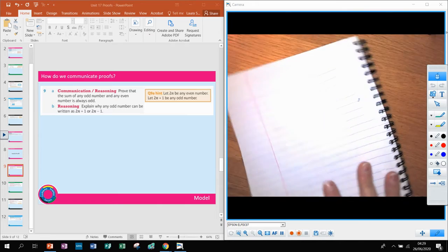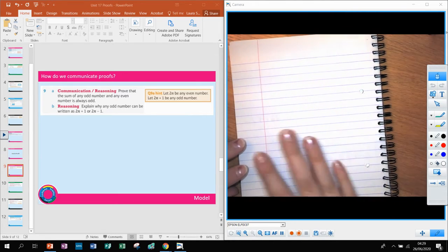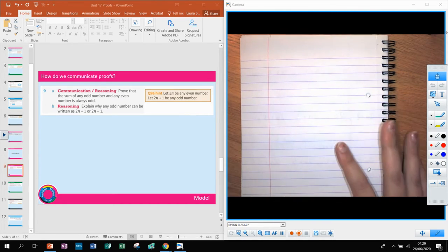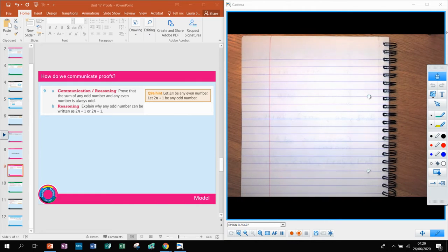There we go. All right, so we're going to start with these two questions. So they're communication and reasoning questions. It says, prove that the sum of any odd number and any even number is always odd. So we have to make sure that this is generalized. Now, I have an odd number and an even number. They haven't said that they're related.